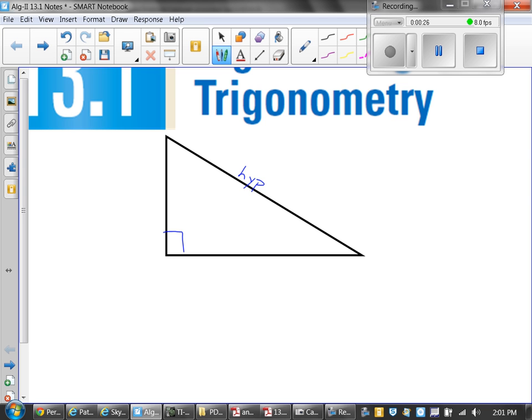What happens with trigonometry, it's always about perspective. When you're at one angle, you have an opposite. When you're at the other angle, the opposite is a different side. So trig, I always like to define it as being about perspective.